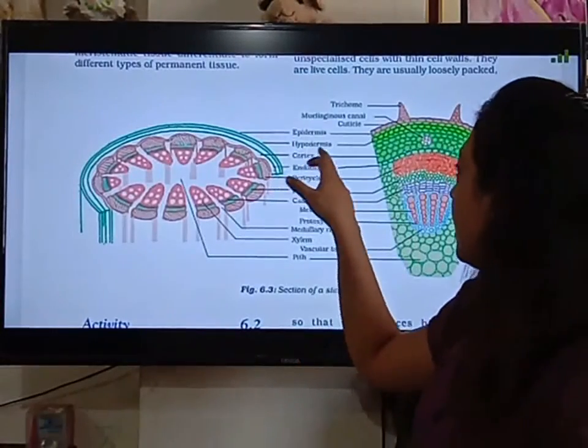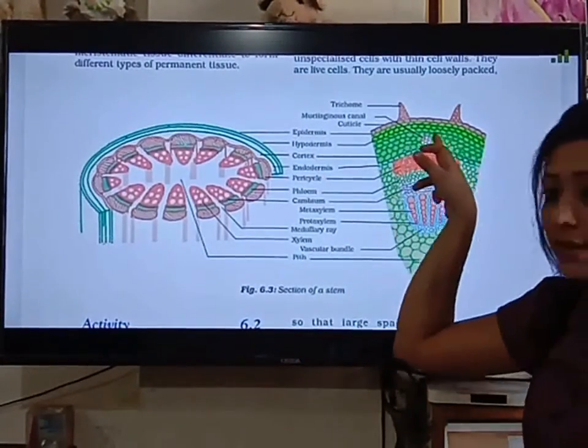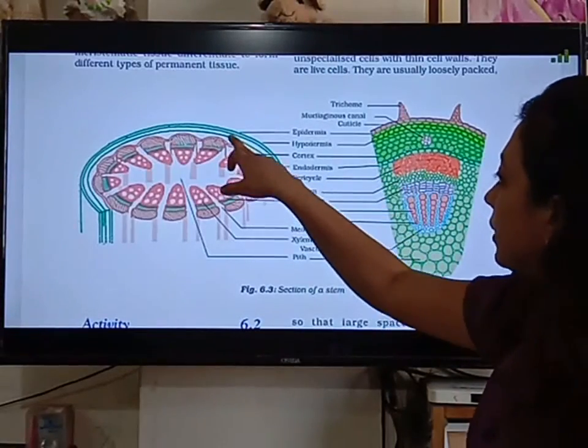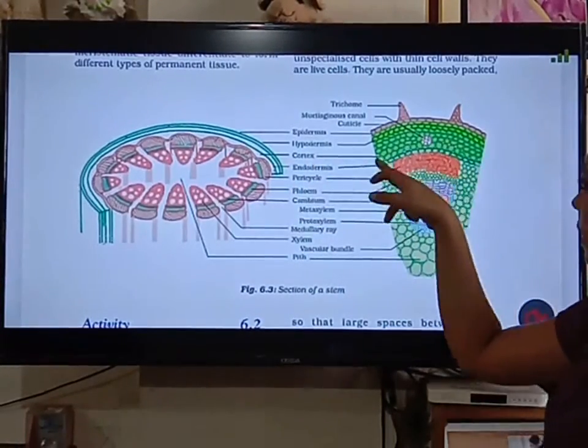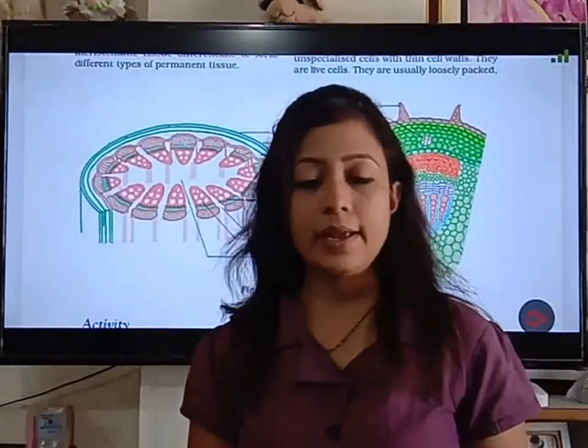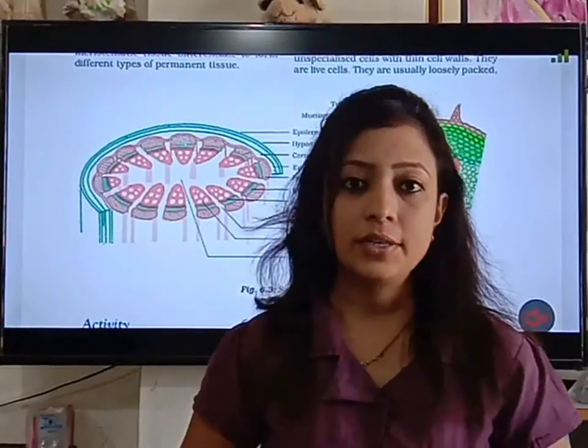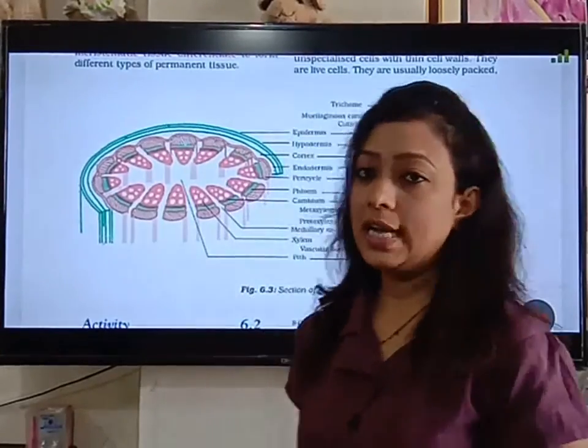Just below the hypodermis, here you can see the highly magnified structure of hypodermis. Inside the hypodermis, the third layer is there, that is called the cortex. Now children, in this cortex, the parenchymatous tissues are located. That also we are going to discuss, what its structure and function is.